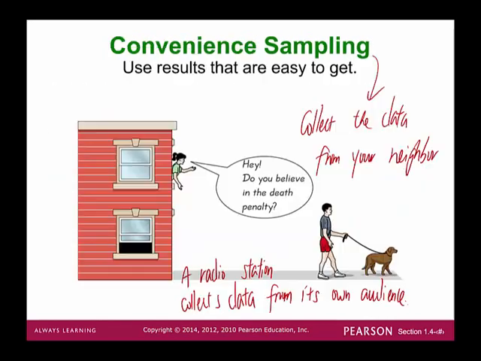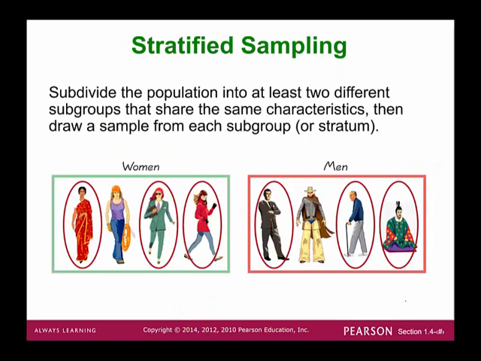And definitely it's very easy to get the data because you're just getting data from your own audience. And the third method is called stratified sampling. Basically, you subdivide the entire population into at least 2 different subgroups.